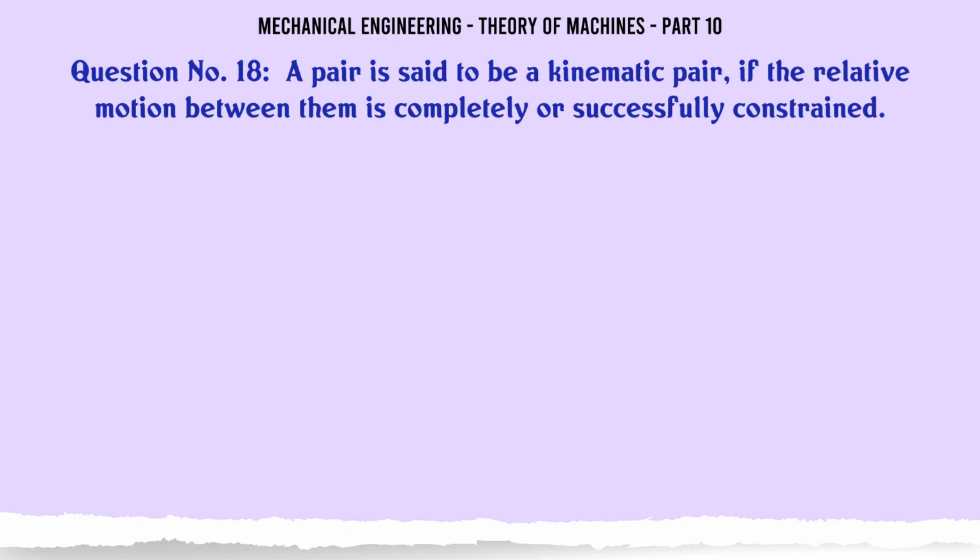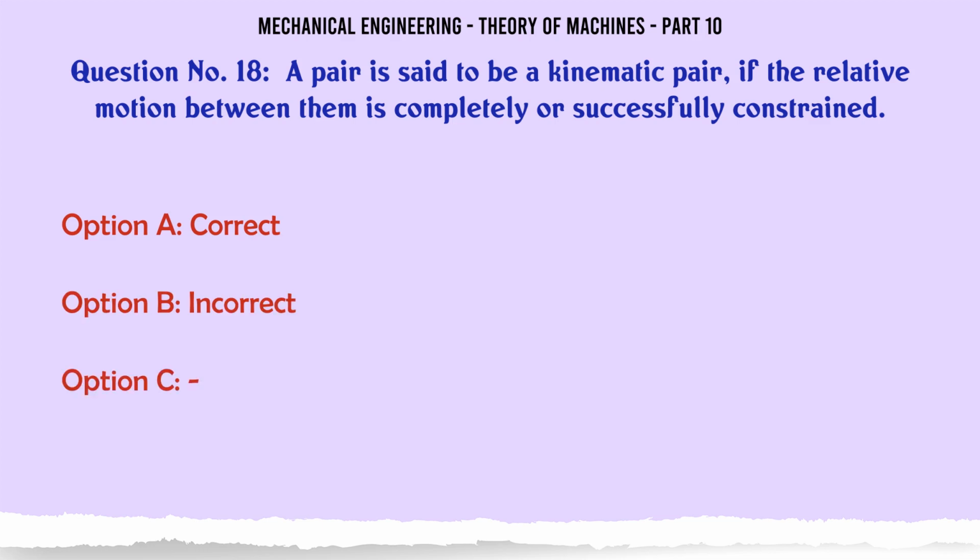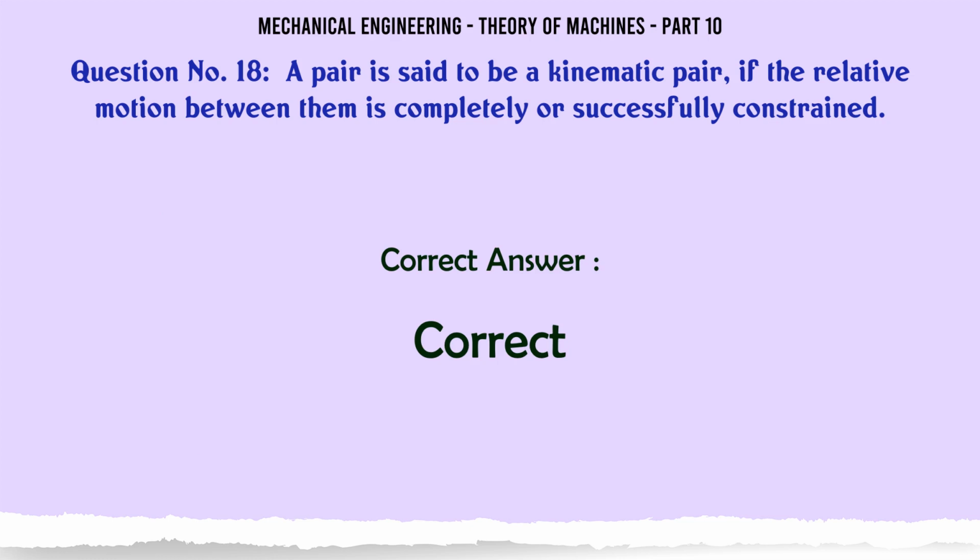A pair is said to be a kinematic pair if the relative motion between them is completely or successfully constrained. A. Correct. B. Incorrect. C. D. The correct answer is correct.